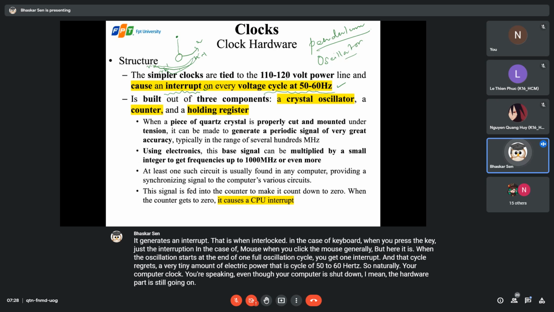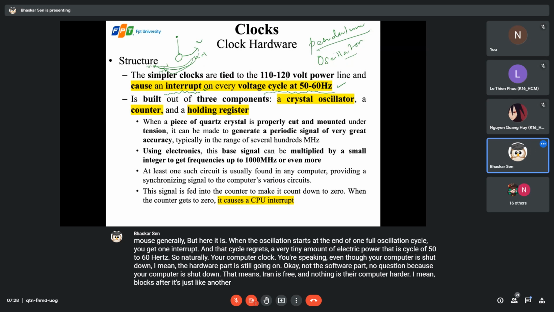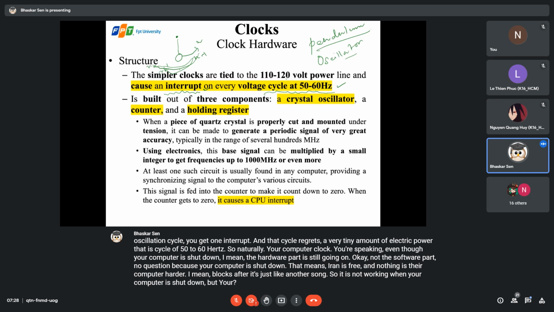Not the software part, no question, because your computer is shut down. That means the RAM is free and nothing is there. Clock software is just like any other software, so it is not working when your computer is shut down. But your hardware still keeps ticking. So that is exactly what happens.